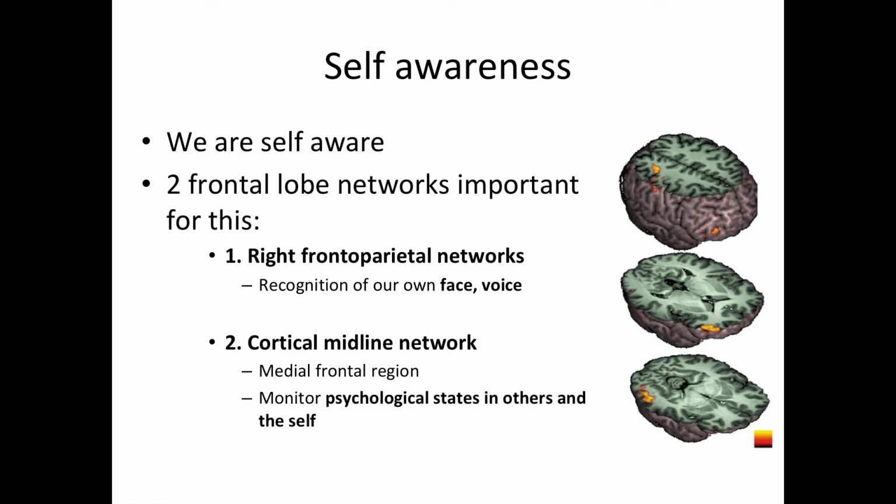Okay, the last slide of this chapter. We humans are aware not only of the actions and intentions of others, but also of our own actions and intentions. So we are self-aware. And there are 2 distinct neural networks in the frontal lobe structures that appear to be critical for generating our self. One, we have a right frontal parietal network that overlaps the mirror simulation action perception network, and we have a cortical midline network.